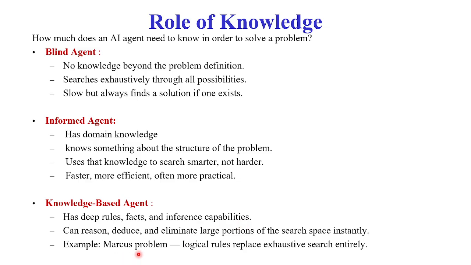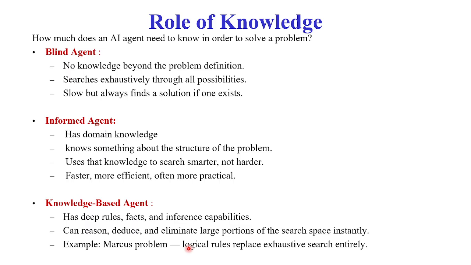For example, in the Marcus problem, we have to find out whether Marcus is alive. We know that Marcus is a Pompeian. Pompeians don't live for more than 150 years, and now it is 2024 AD. With all this logic, we can directly conclude that the knowledge-based agent will conclude Marcus is not alive.